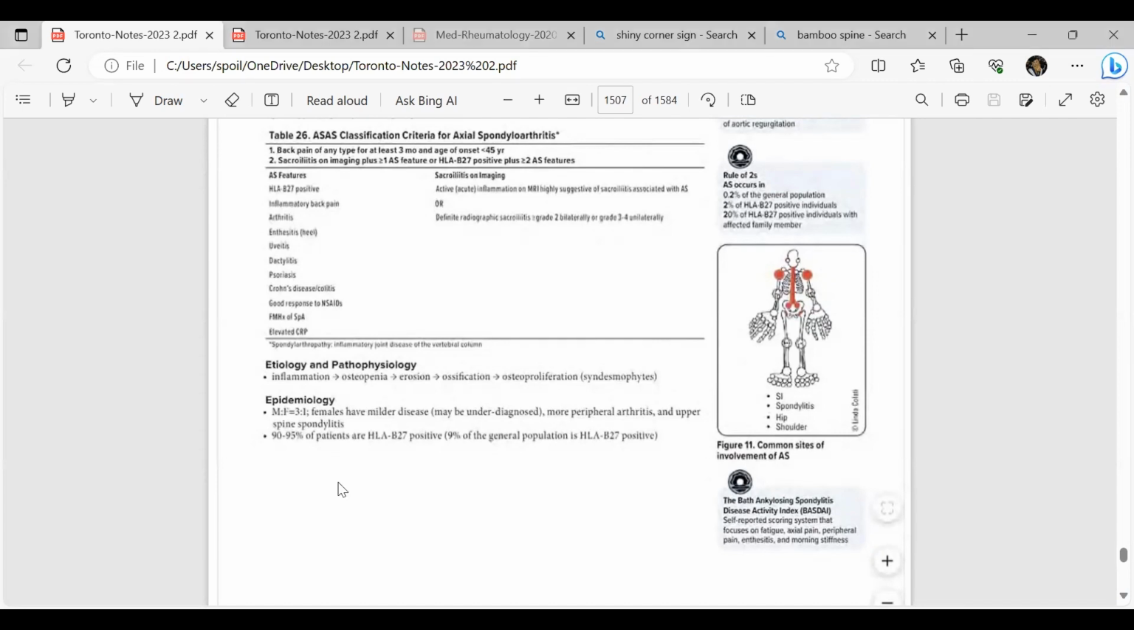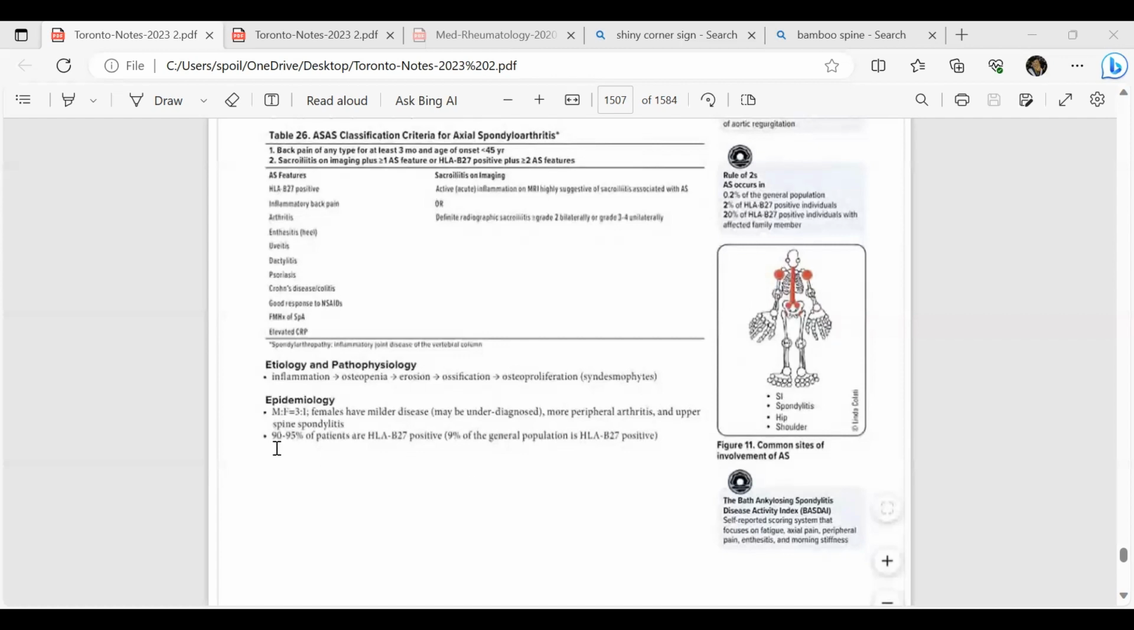Okay, so what's the etiology? It's the inflammation which causes osteopenia, which leads to erosion and then ossification and osteoproliferation. This is the cause of axial disease. It's more common in males, the ratio is 3:1, and females usually have a milder disease, and they can go undiagnosed also. And then it's more in peripheral arthritis and upper spine spondylitis.